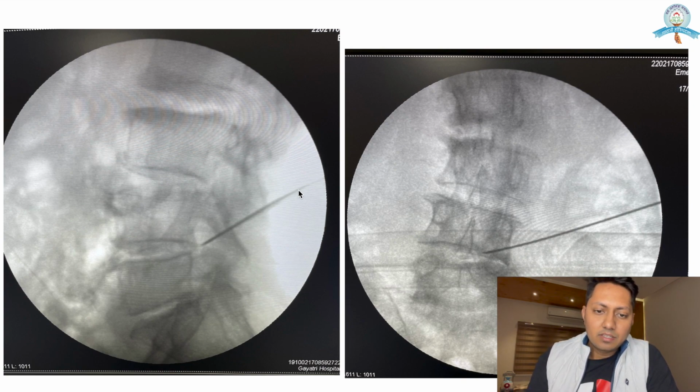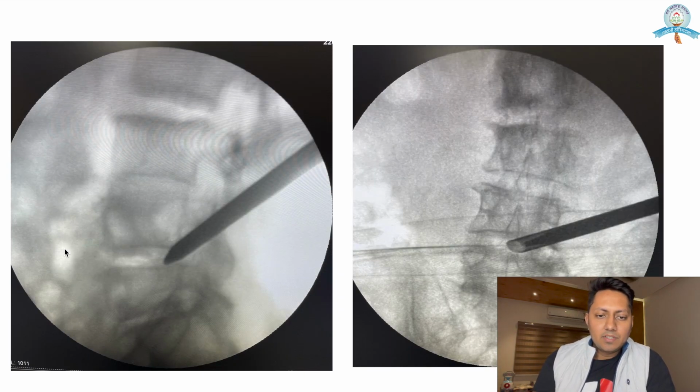You can see this is not parallel to the disc space, but due to the high iliac crest, I had to come a little bit oblique. I put my needle just at the posterior vertebral borderline and advanced it into the disc space. You can see it has gone just medial to the medial pedicle line of the L5 vertebra.